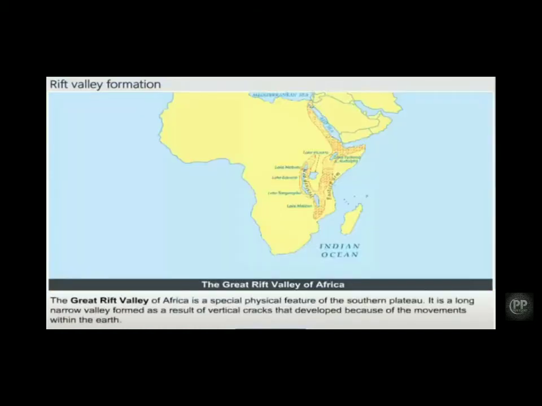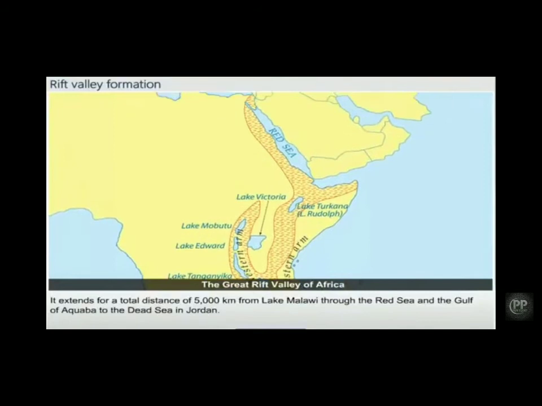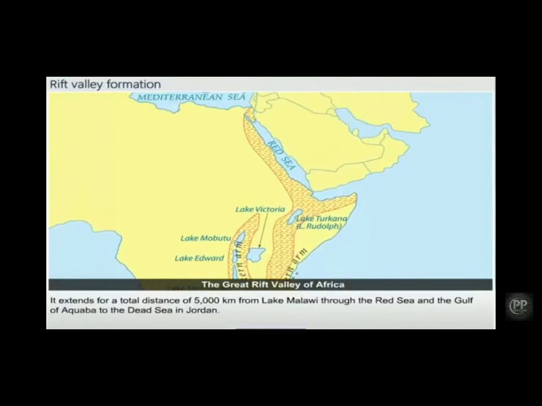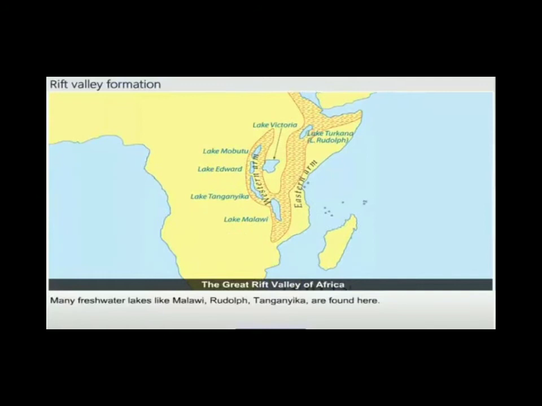The Great Rift Valley of Africa is a special physical feature of the Southern Plateau. It is a long, narrow valley formed as a result of vertical cracks that developed because of the movements within the earth. It extends for a total distance of 5,000 kilometers from Lake Malawi through the Red Sea and the Gulf of Aqaba to the Dead Sea in Jordan. Many freshwater lakes like Malawi, Rudolph, and Tanganyika are found here.